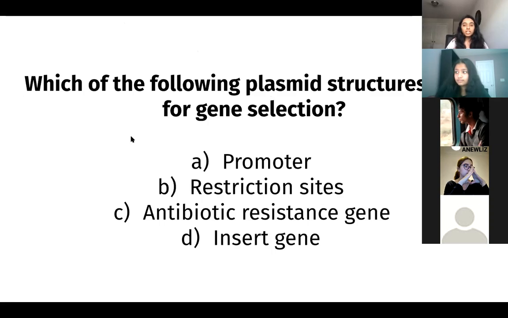Okay, so most of you are getting this right. Yes, it is C, the antibiotic resistance gene. Real quick, I want to go over the other options. So the promoter is the site where transcription is initiated. The restriction sites are kind of that buffer zone that allow you to glue together different strands of DNA. Your antibiotic resistance gene is again the one that allows for gene selection. And your insert gene is the sequence of DNA that you as a team are designing.